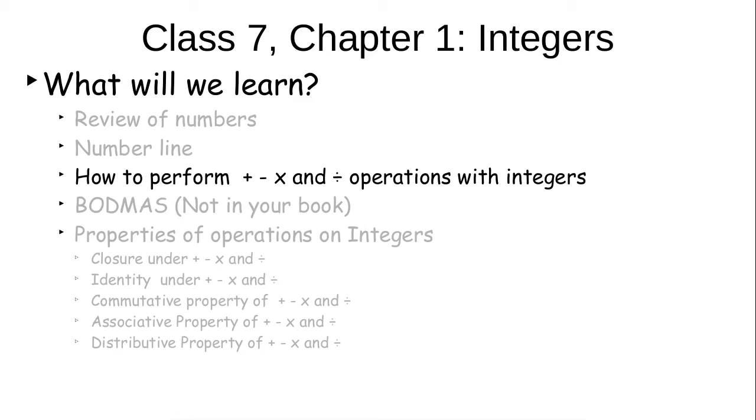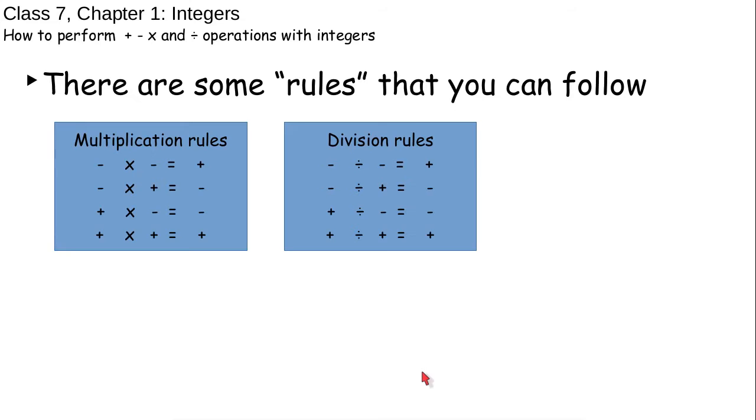Now we will look at how to perform addition, subtraction, multiplication and division operations with integers. There are some rules that you can follow to understand how multiplication and division are done. For example, when you multiply two negative numbers together, that means minus multiplied by minus. And if there are two negative numbers that are getting multiplied, the result is a positive number. Let us look at an example to see how that happens.